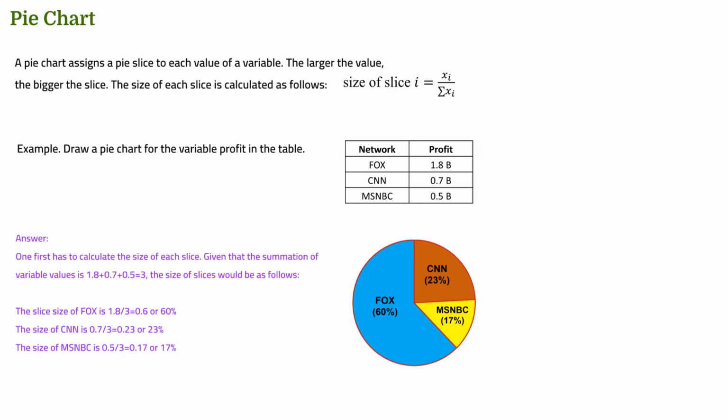And this pie chart shows that 60% belongs to Fox, 23% CNN, and 17% MSNBC. Next topic, box chart.